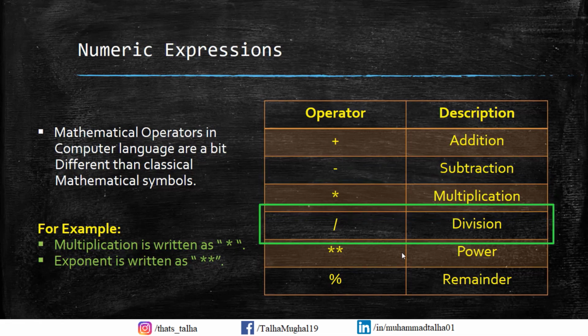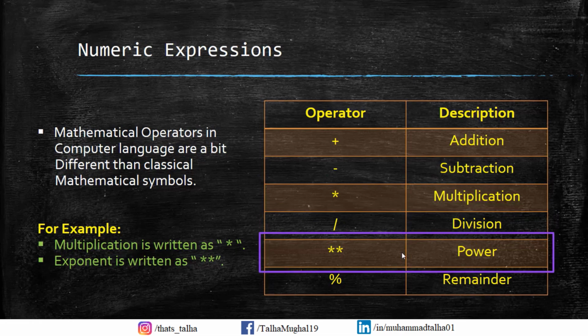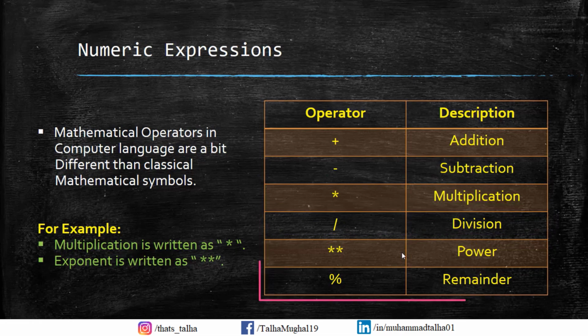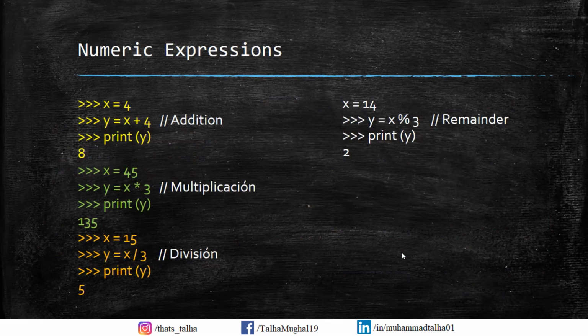For division, we will use slash. For power, we will use double asterisk. And for remainder, we will use the percentage sign. Here are some examples of numeric expressions which are using numeric operators. In the first example, we are doing addition using the plus operator.